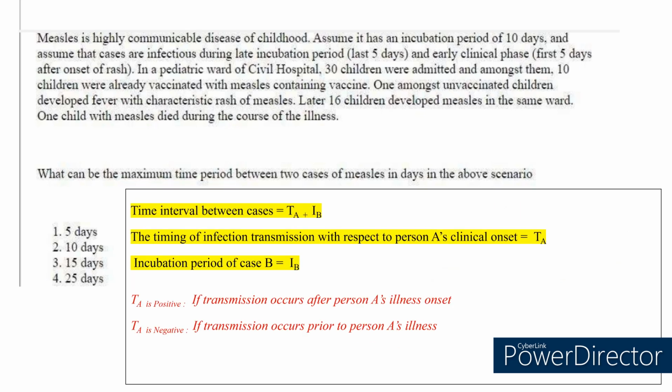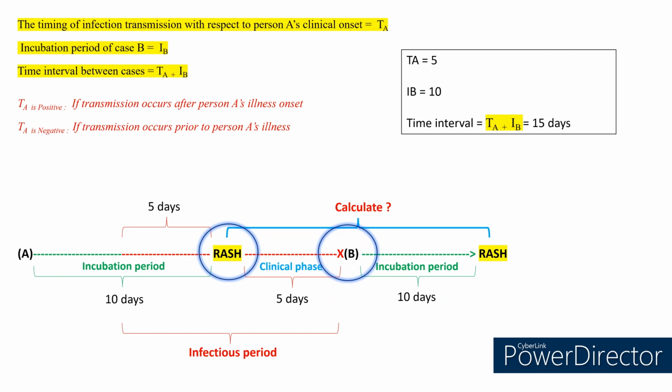So there is another way to calculate this. There is a direct formula for calculating time interval between cases, that is TA plus IB. So this A and B are two cases, okay? Case A and case B, which we have discussed in the last flowchart. TA is nothing but the timing of infection transmission with respect to person A's clinical onset. Don't worry, I will explain that in the next slide. And IB is nothing but the incubation period of case B. So always remember, we take TA as positive if the transmission occurs after person A's illness onset and negative if the transmission occurs prior to person A's illness. Okay. So now let's solve the same question, the maximum time period between two cases, using this formula.